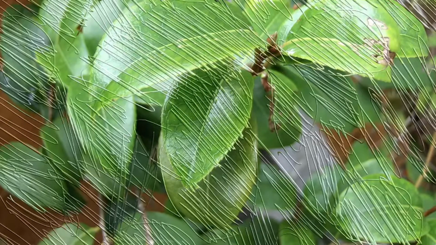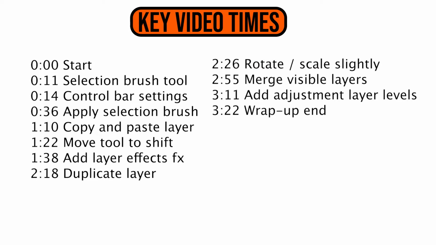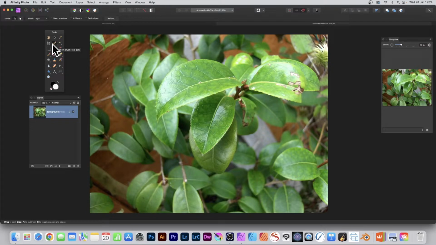How to take an image and turn it into a melted sketch effect. Go to the Tools panel over here and select Selection Brush Tool.